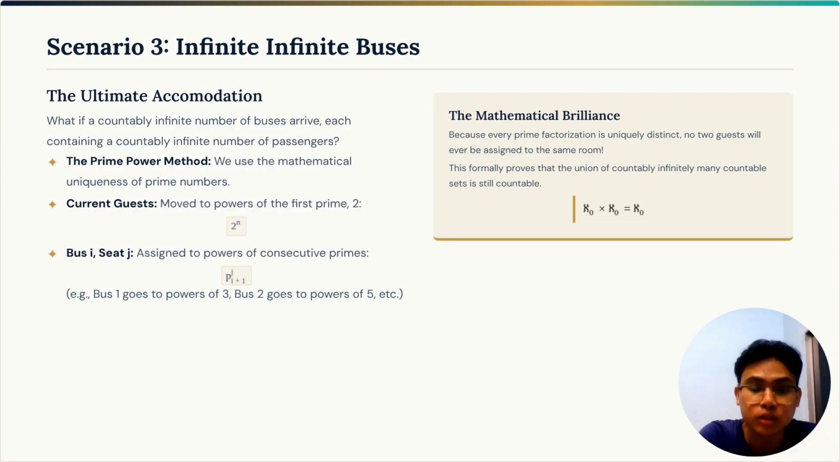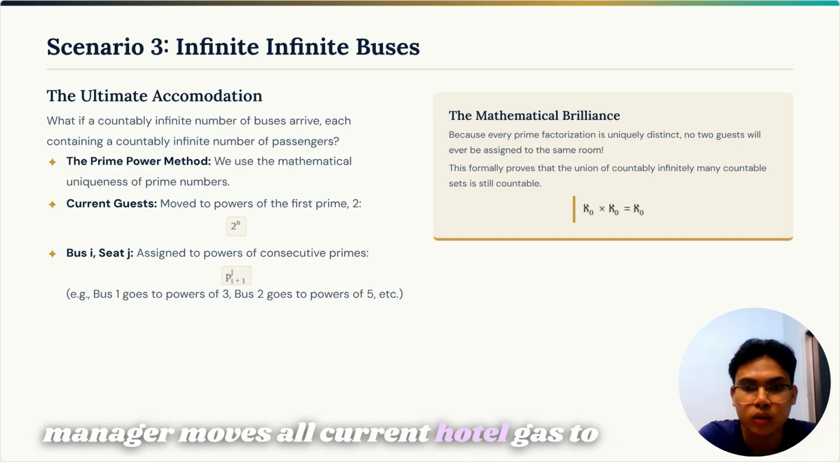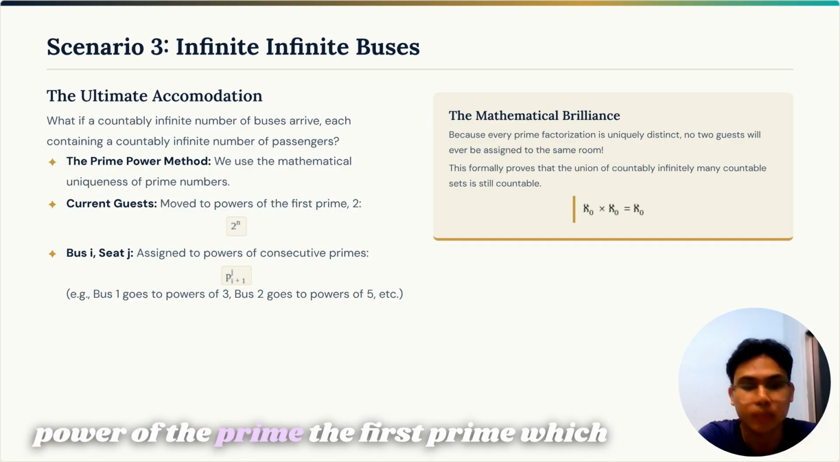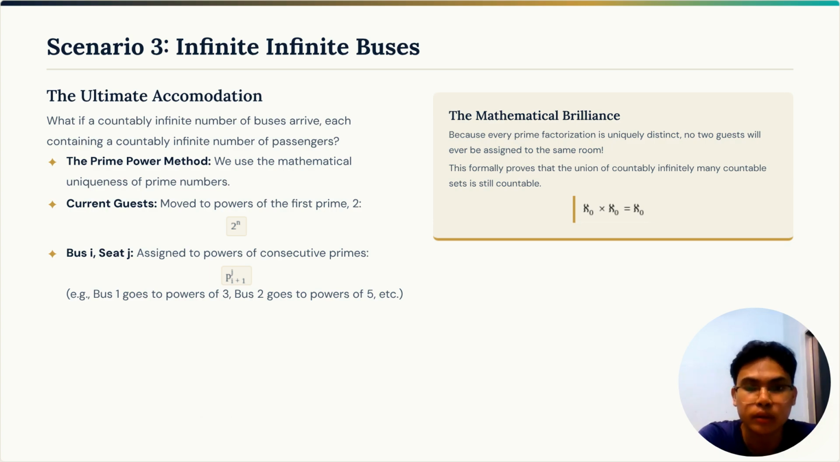Now for the ultimate challenge, scenario 3. What if a countably infinite number of buses arrive, and each of those buses contains a countably infinite number of passengers? To solve this, the manager turns to the mathematical uniqueness of prime numbers. The manager moves all current hotel guests to powers of the first prime, which is 2, meaning a guest in room n goes to room 2 to the power of n.